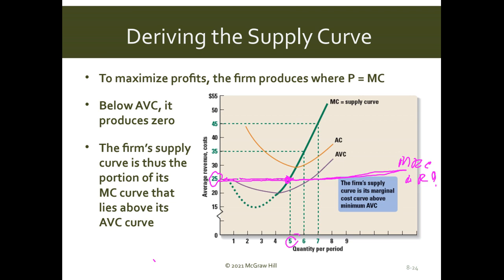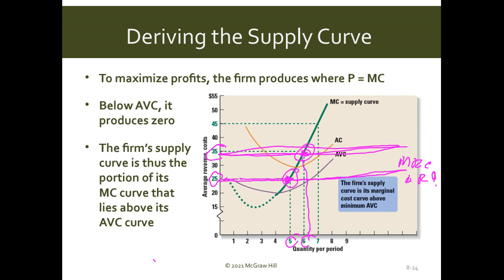Now suppose price increases, let's say, from 25 to 35. See what happens. Now you have a demand curve here at 35. This 35 line will intersect the marginal cost curve here, which corresponds to this level of output, 6. So when price increases from 25 to 35, quantity supplied increases from 5 units to 6 units, and both points lie on this marginal cost curve.